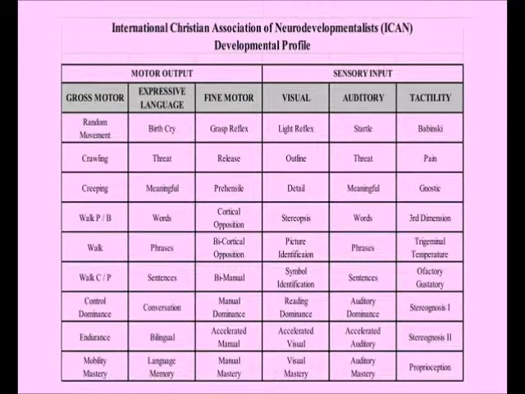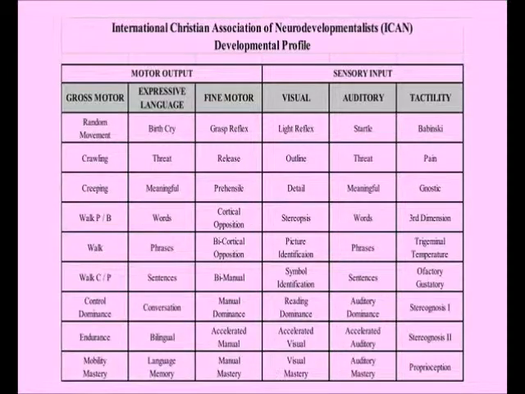And then on the left-hand side, under motor output, you have gross motor, expressive language, and fine motor. And those are the way that we respond to the sensory input. And this is what we actually see. The top line represents some of the reflexes that babies are born with. And so the random movement under gross motor, as the child moves around, they touch different things. And so every time they touch something, they're getting some information.